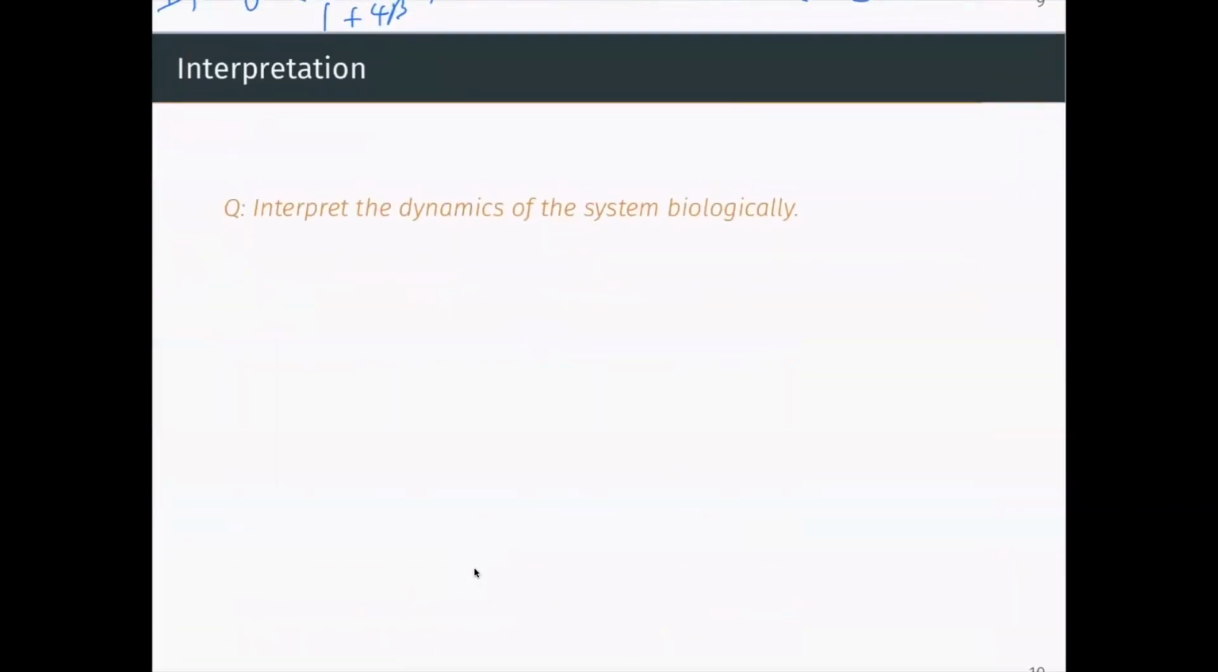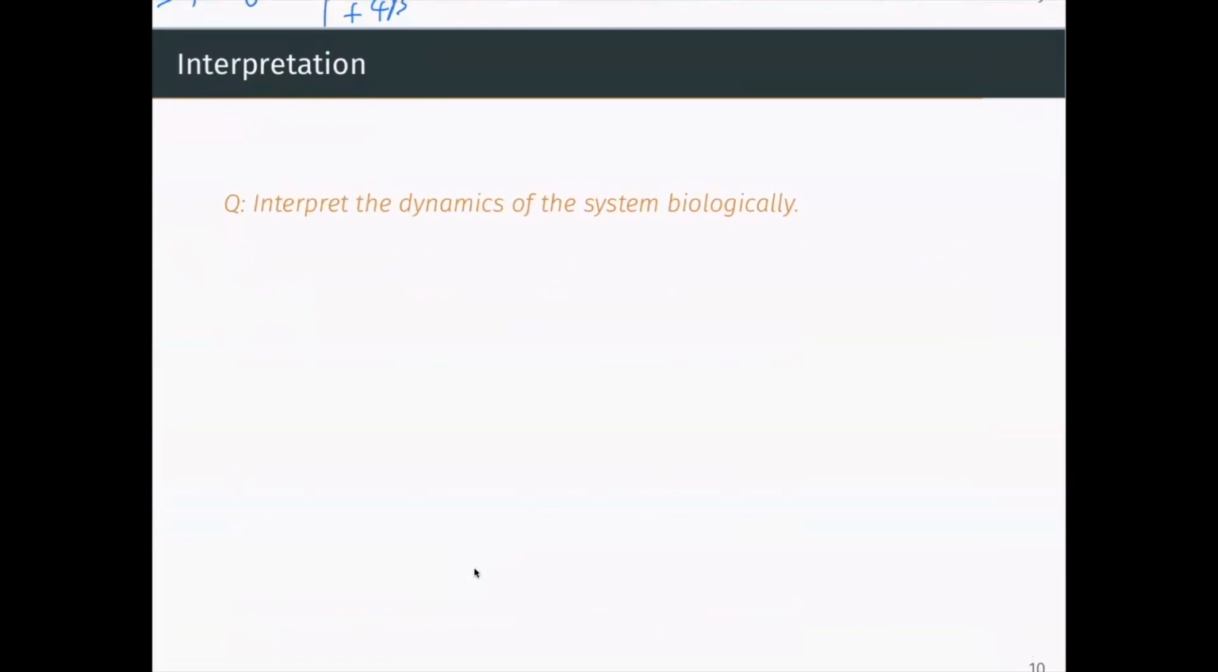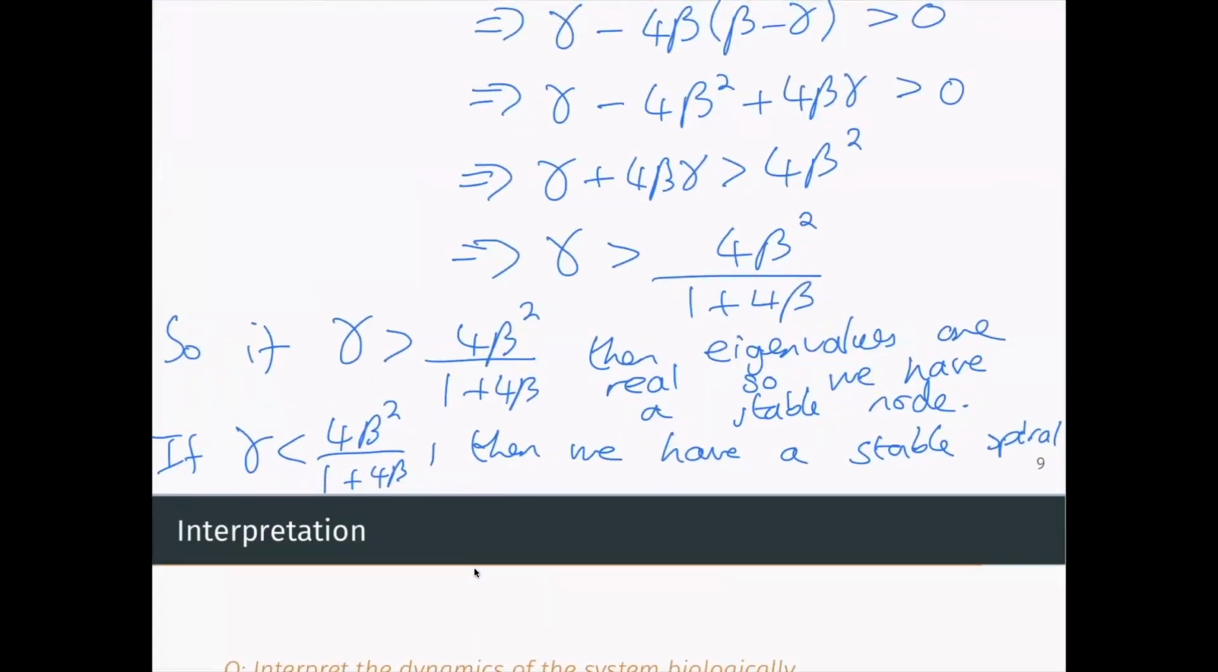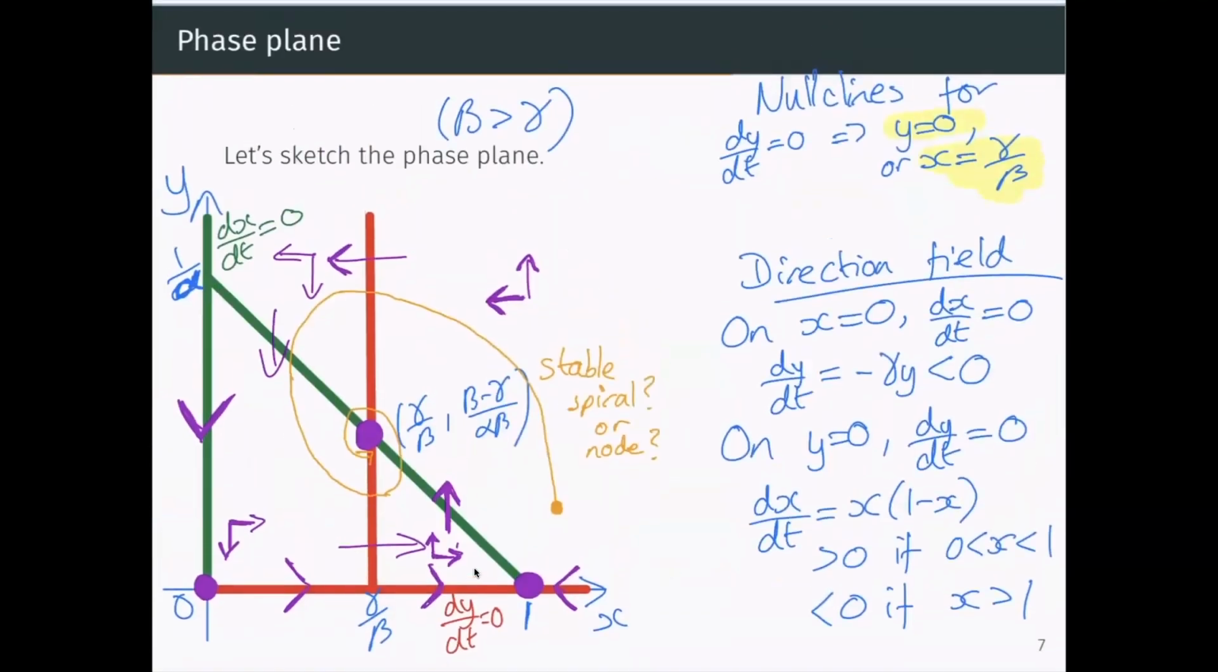So how can we interpret the dynamics of this system biologically? Well, in the long term, our predator and prey populations are going to tend towards a stable coexistence equilibrium. And that's regardless of whether we have real or complex eigenvalues. We can see this from the phase plane up here, that as long as it exists, we're going to tend towards that equilibrium in the middle. So in the long term, whenever we think long term, think about it as something stable or unstable. It's stable, so we know that in the long term, these populations are going to tend towards those particular population densities, gamma over beta and beta minus gamma over alpha beta.